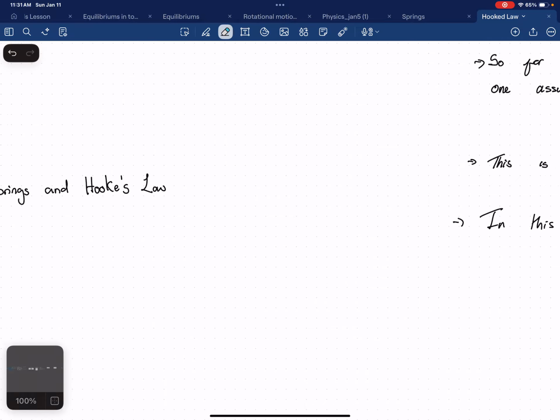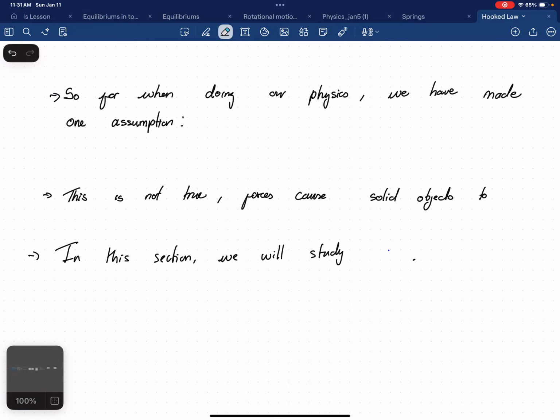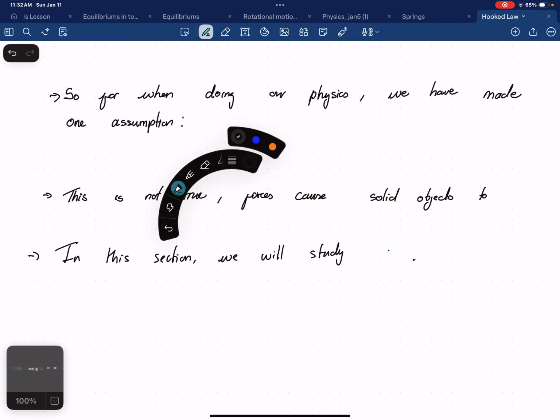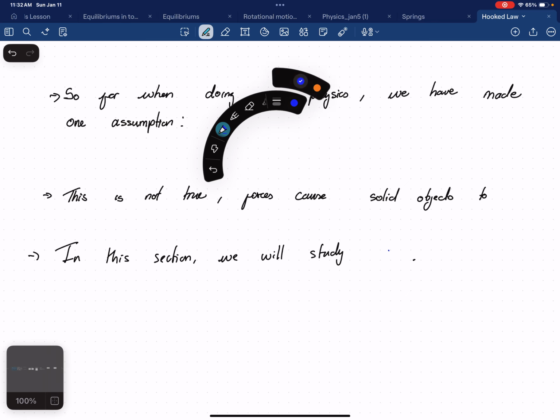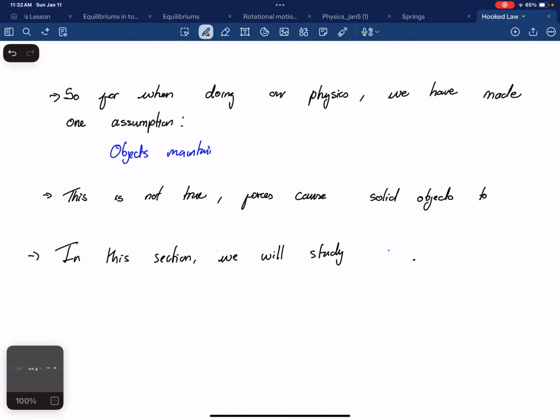Anyway, so far when doing our physics, we have made one assumption. That assumption is that objects maintain their shape when forces act on it. This is an assumption that makes our analysis a lot less complicated, right?